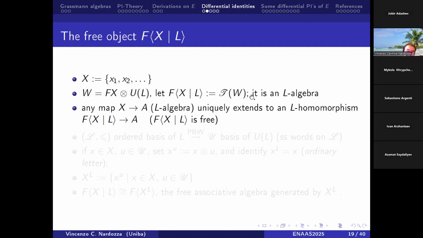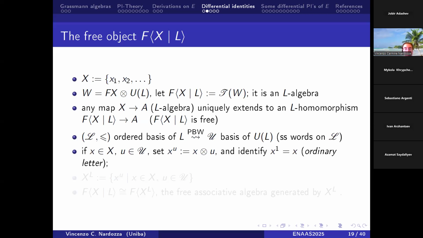It has a natural structure of L-algebra, on which the Lie algebra L acts in a natural way. Moreover, this object, F of X sub L, is a free object in the class of L-algebras, a free object on the set X. If A is an L-algebra, any map defined from X to the algebra A uniquely extends to an L-homomorphism.